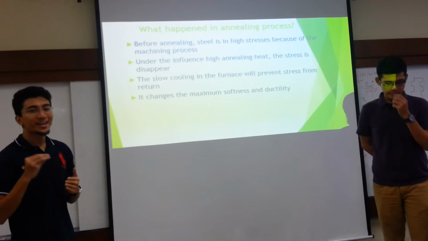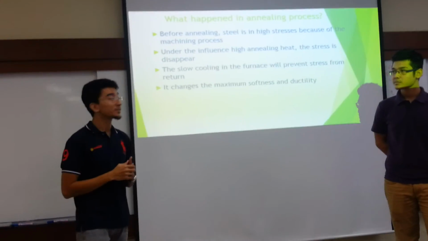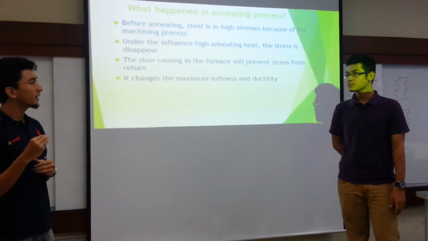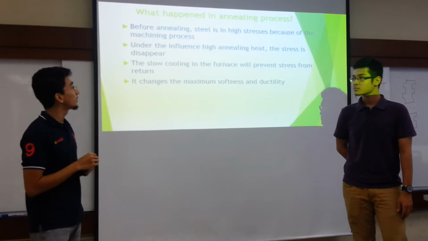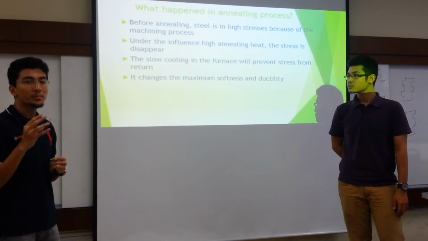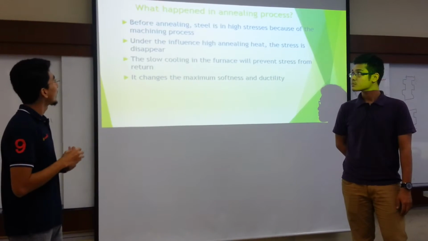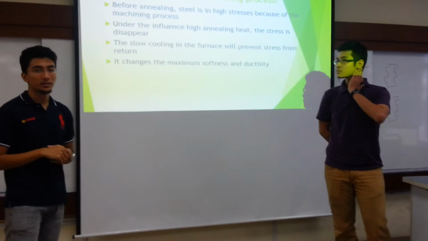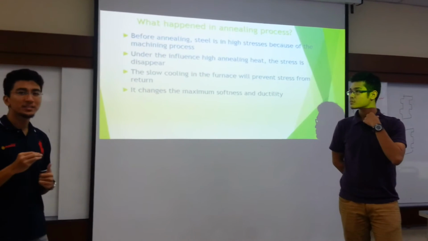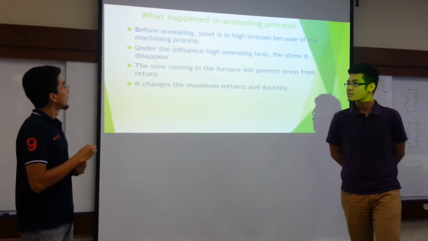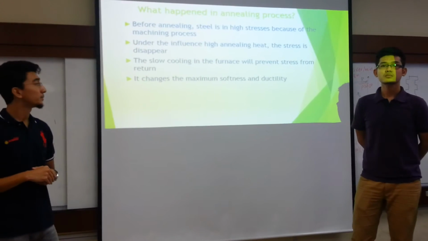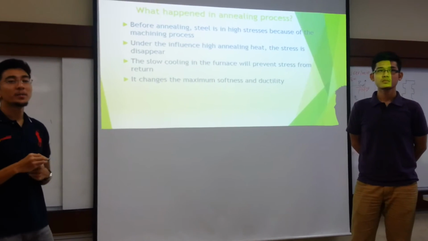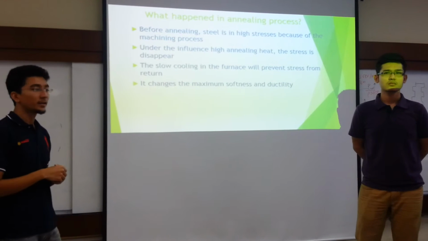Okay, so what happened in the annealing process? Before annealing, steel is in high stress because of the machining process. Under the influence of high annealing heat, the stress disappears. Slow cooling in the furnace will prevent stress from returning. It gives the maximum softness and ductility.